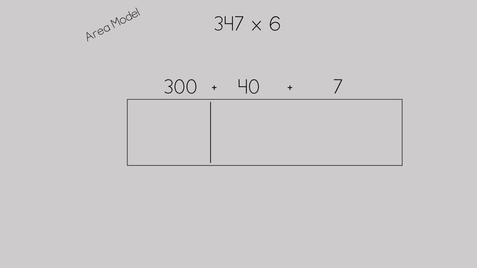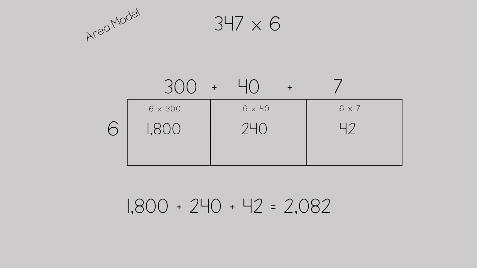When using the area model for a 3-digit by a 1-digit, the students follow the same procedure as a 2-digit by a 1-digit by decomposing the number into expanded form, which is 300 plus 40 plus 7, but instead of the rectangle being split into 2 pieces, the rectangle is split into 3 boxes. You multiply 6 by 300, which is 1,800, 6 times 40, which is 240, and 6 times 7, which is 42. The students then add up the partial products, and the sum is 2,082.